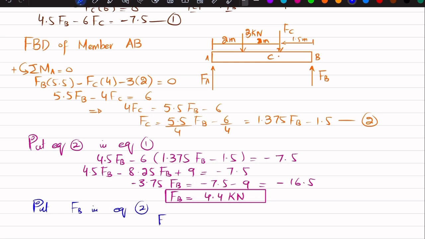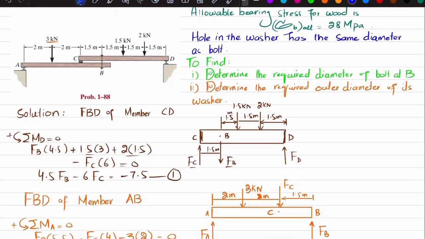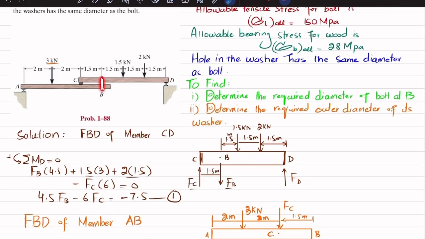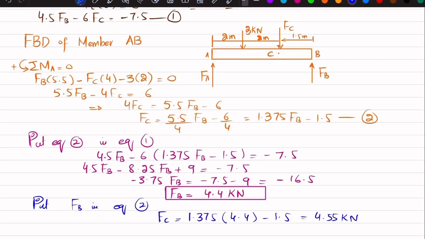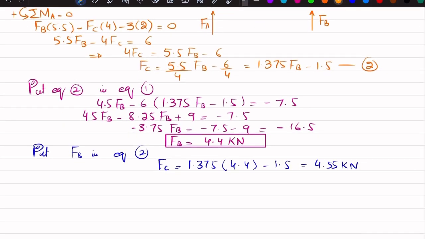So you will get FC equal to 1.375 times FB, which is 4.4, minus 1.5, and FC will be equal to 4.55 kilonewton. Since we need the force in this bolt, now we will calculate the diameter of this bolt. What I will write is that the allowable stress for this bolt is equal to FB divided by the area of the bolt.